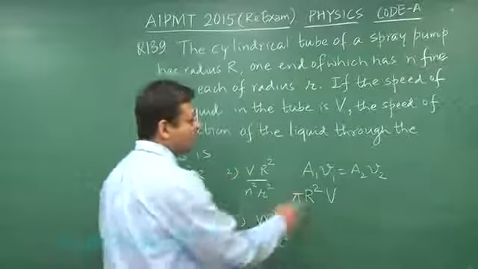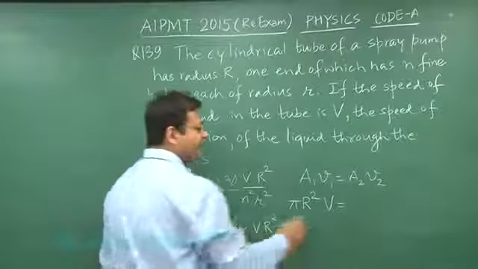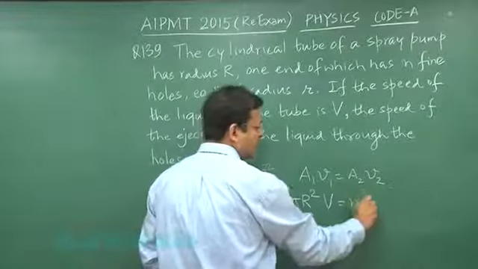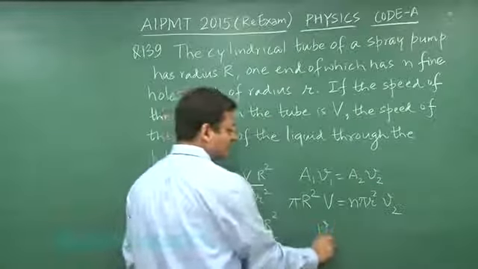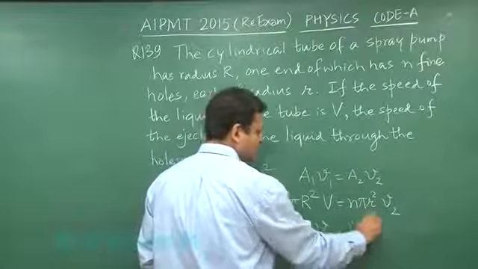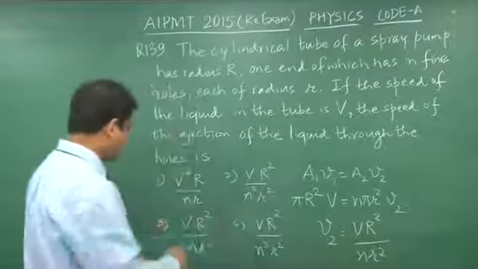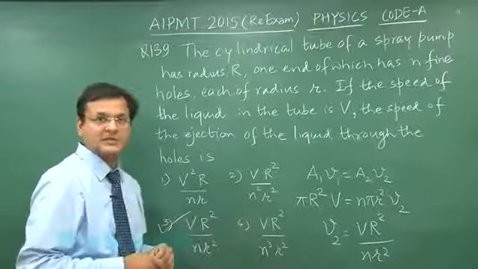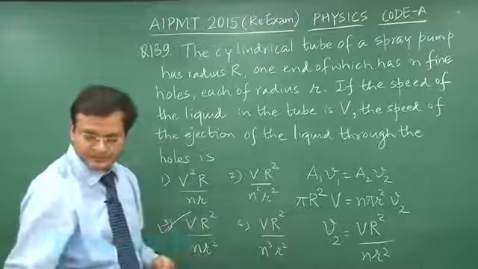On the other end, they are saying n fine holes each of radius small r. So what is the area? N into pi r square, and the V2 you are supposed to calculate. So this V2 will be v r square by n small r square. This is the expression you will be getting. So I will be marking answer 3 for this particular question. Switch over to the next question, that is question 140.